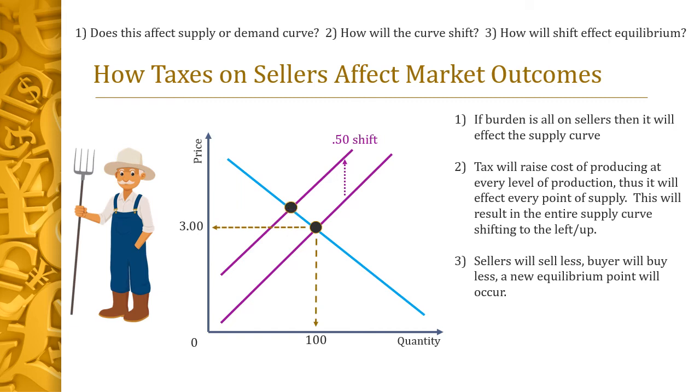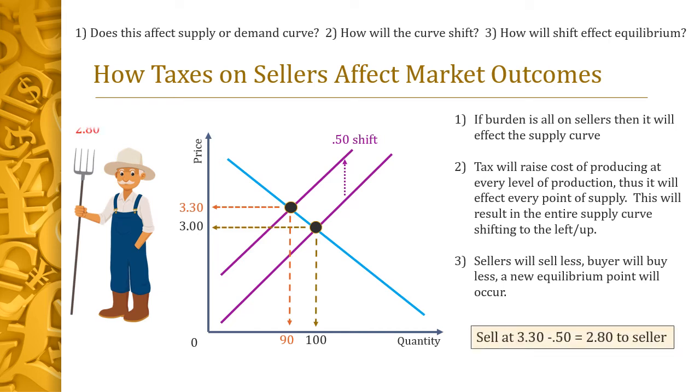And so at that new equilibrium point, we have some new prices. He's basically going to be able to sell at $3.30, but he's only going to be able to sell 90 pounds. Now, at first, this may sound good because he's going to make more money, but he's not really making more money. What you have to remember is that while he may be selling at $3.30, he has to take 50 cents of that out because that's the government's money. So he's really making $2.80 a pound, which is less than what he made before.